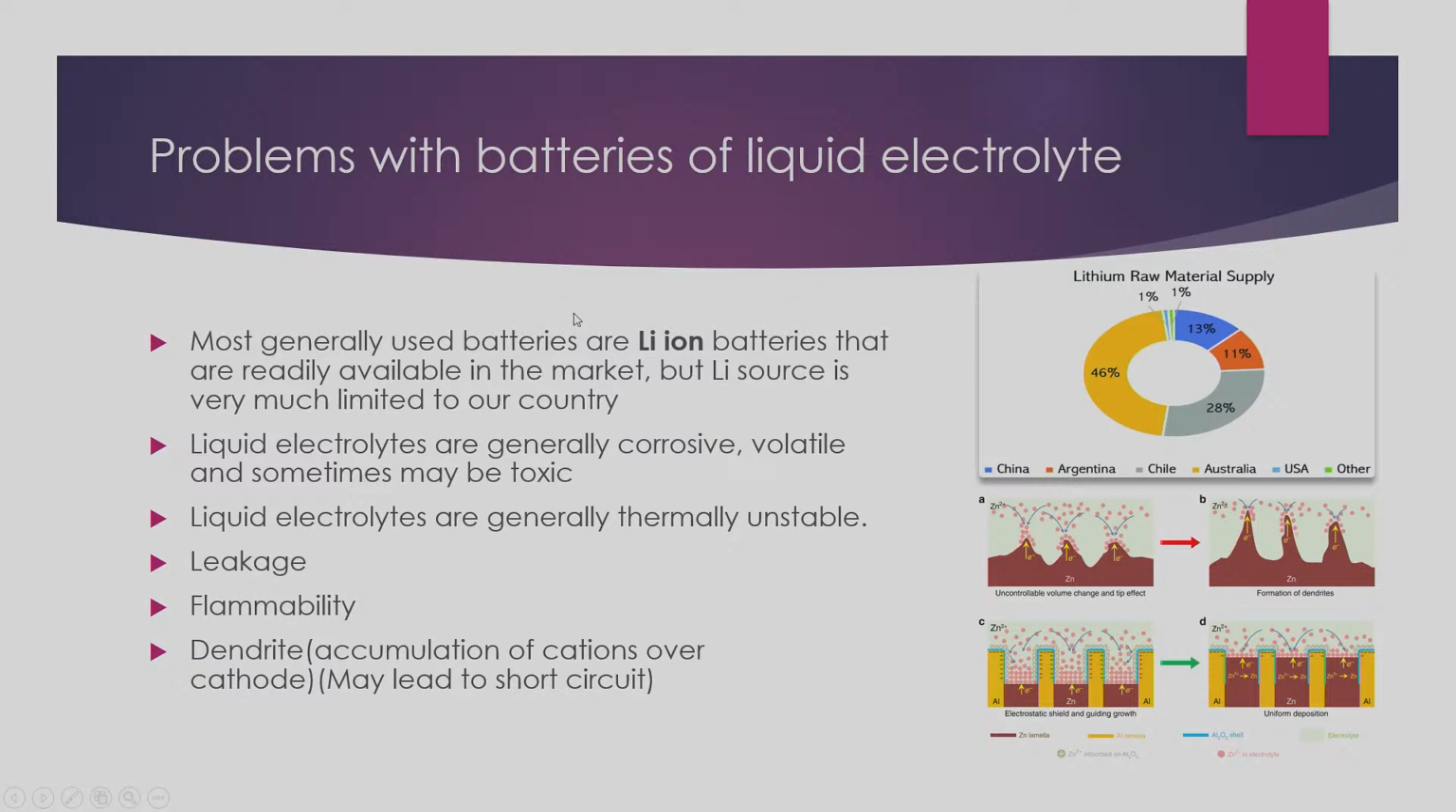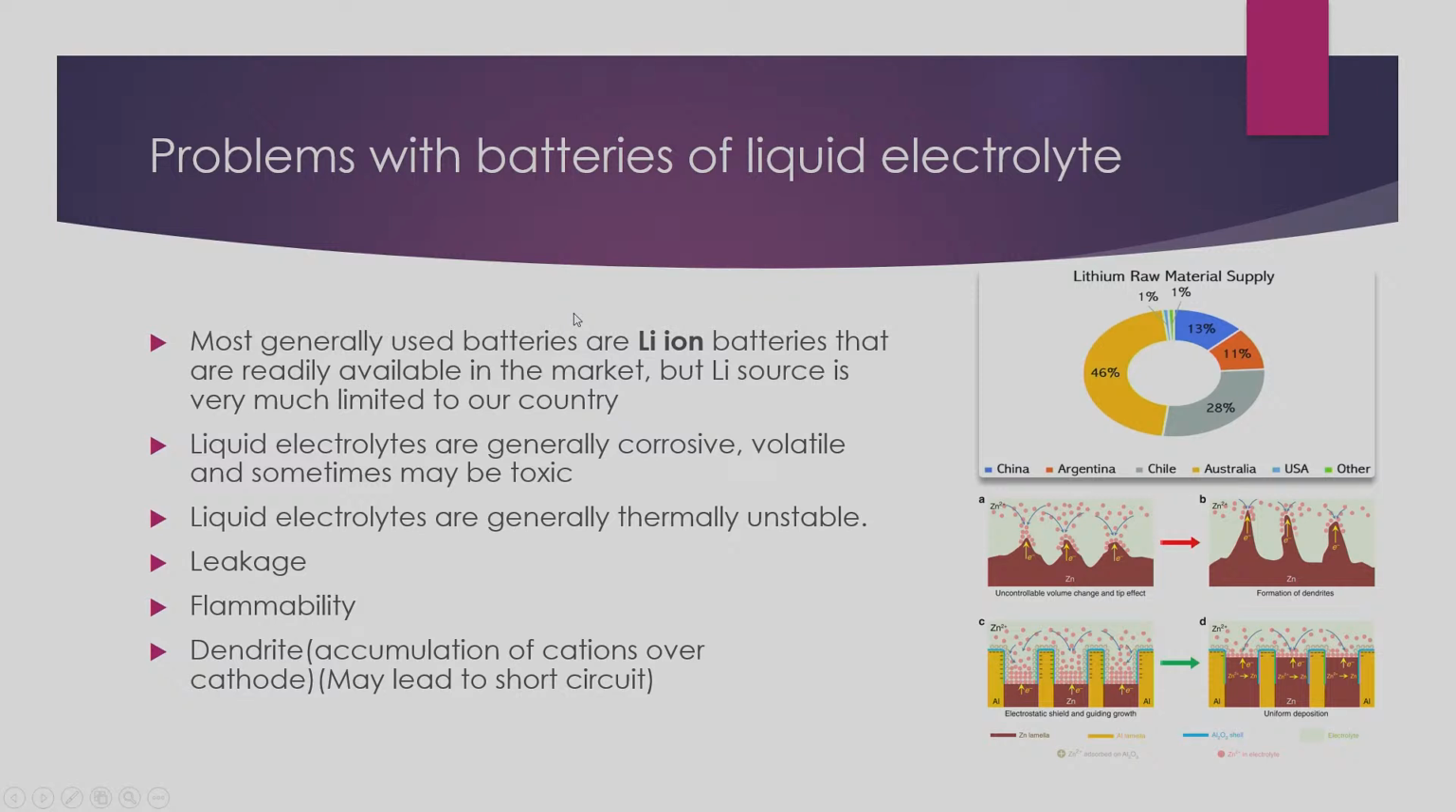The next disadvantage is that the liquid electrolytes used in batteries are mostly corrosive in nature, volatile, and sometimes toxic, so during leakages they can also harm the people using them. The liquid electrolytes are usually thermally unstable. What is the meaning of thermally unstable? It usually means the liquid electrolytes undergo a self-sustaining reaction, such as recrystallization or polymerization, after which the batteries are of no use.